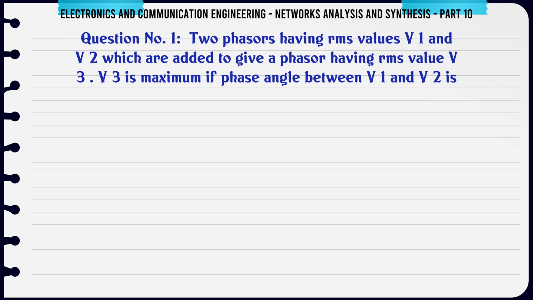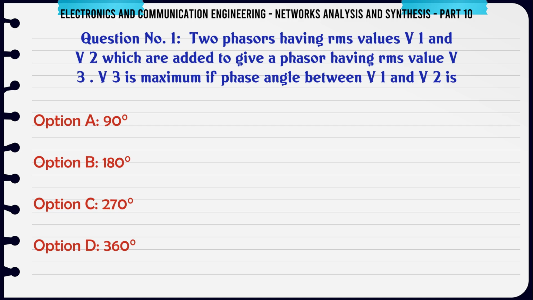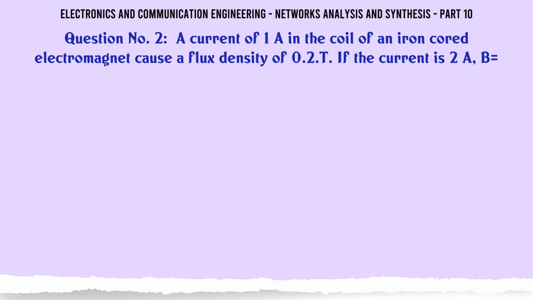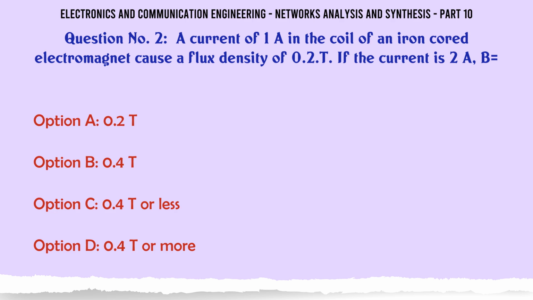Two phasors having RMS values V1 and V2 are added to give a phasor having RMS value V3. V3 is maximum if the phase angle between V1 and V2 is A 90, B 180, C 270, D 360. The correct answer is 360. A current of 1A in the coil of an iron core electromagnet causes a flux density of 0.2 T.